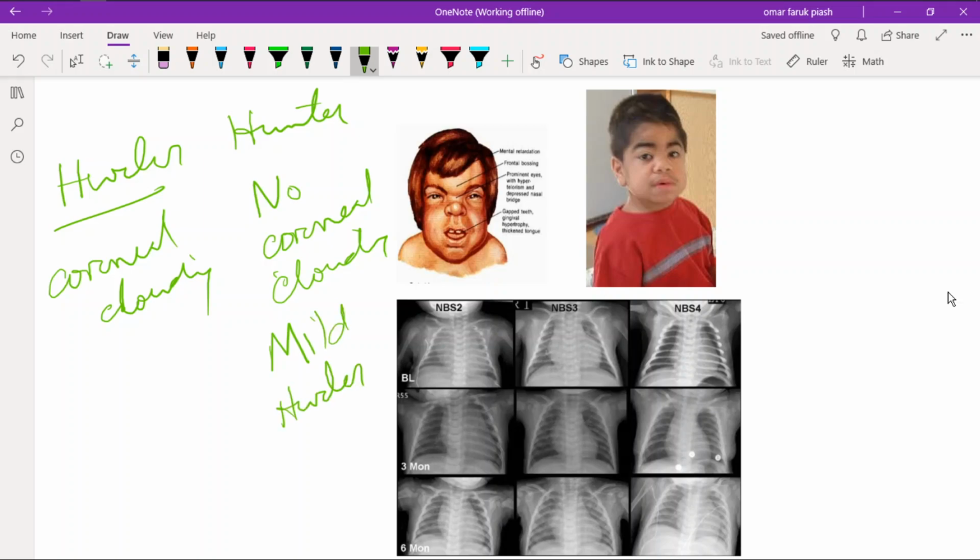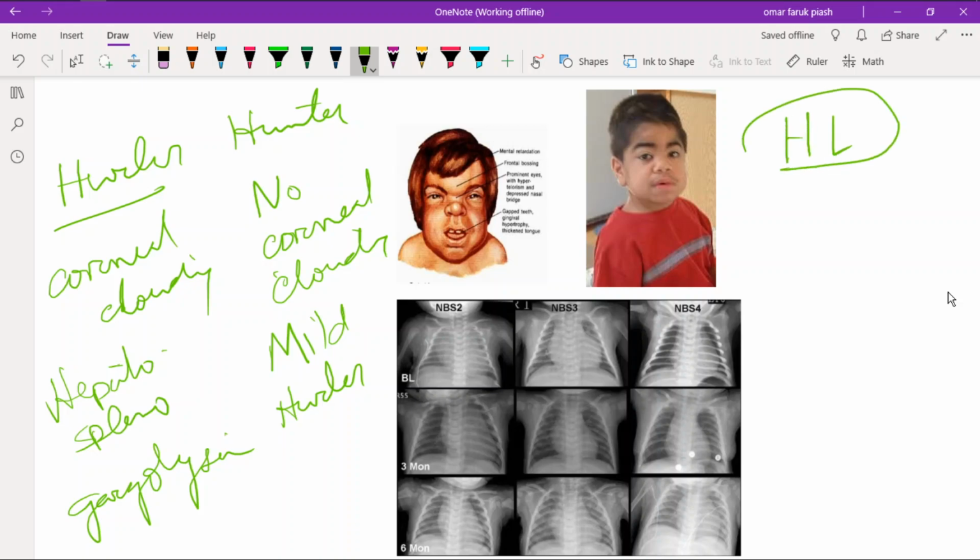What happens in Hurler syndrome? There is hepatosplenomegaly, there is gargoylism, and there is airway obstruction. And the deficient enzyme for Hurler is alpha-L-iduronidase.